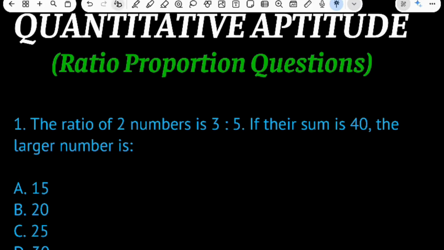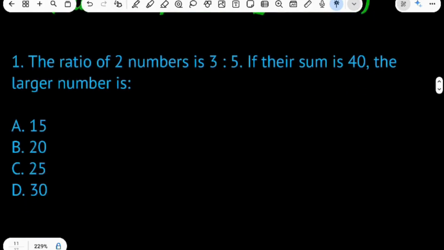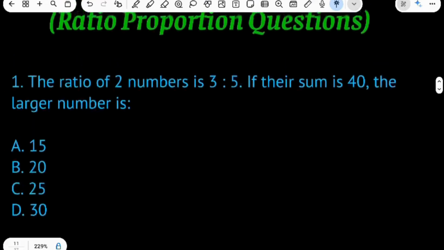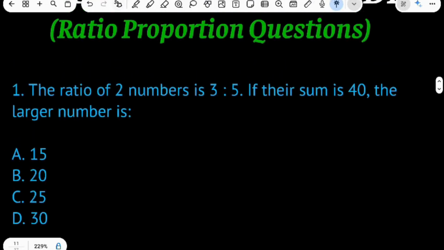Now let's start with today's video of ratio proportion type questions. Our first question is: the ratio of two numbers is 3:5. If their sum is 40, the larger number is? If you know the answer, let me know in the comment box. And for the beginners who don't know how to solve this type of question, let's get started.